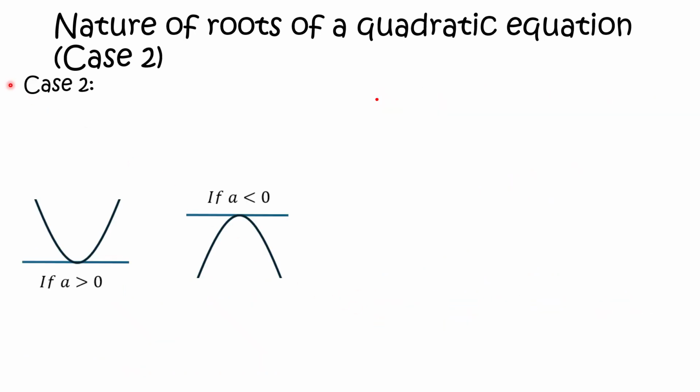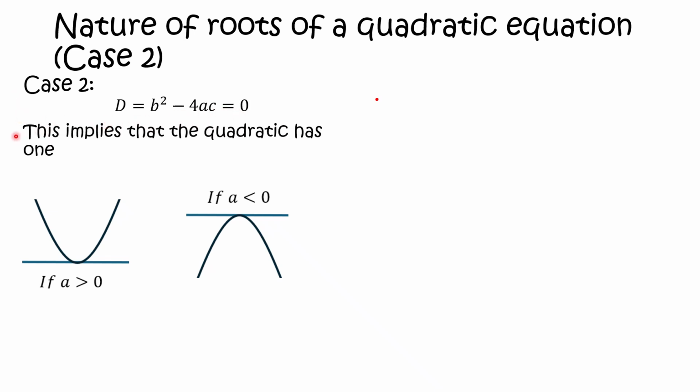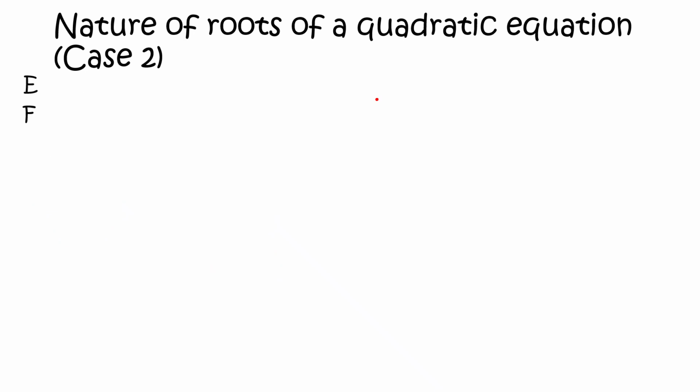Now let's look at case number 2. The discriminant being equal to 0, this implies that the quadratic has got one repeated real root, or it's a tangent. So if a is greater than 0, the vertex will just touch the line at one point, and the vertex is a minimum point if a is greater than 0, and if a is less than 0, then the vertex is a maximum point which touches the line at one point as well.